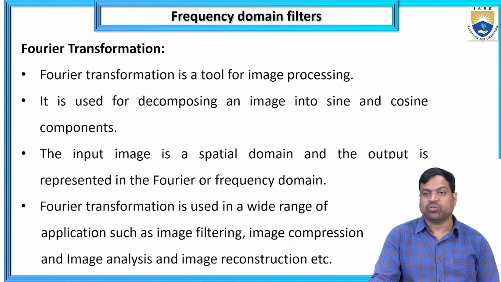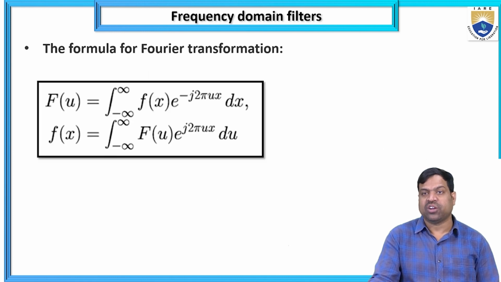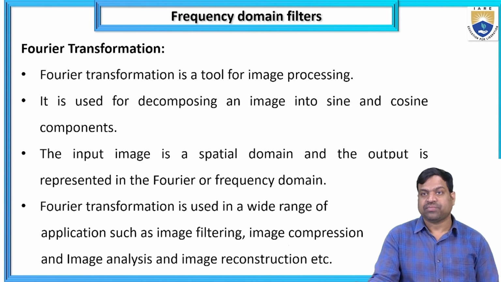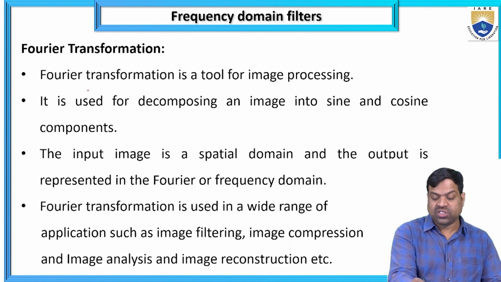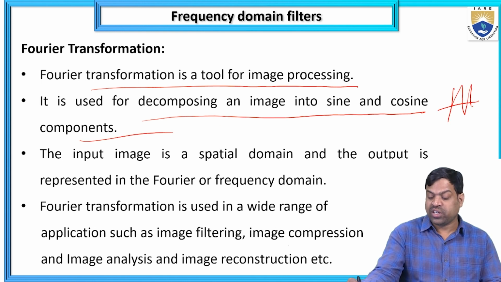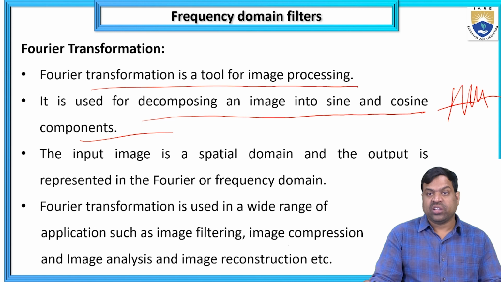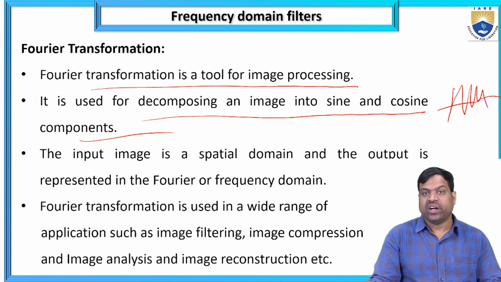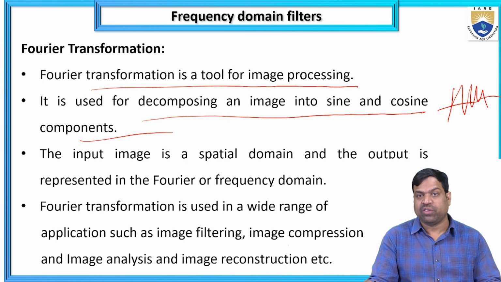The Fourier transform is used in a wide range of applications such as image filtering, image compression, image analysis and image reconstruction. So, what does image transformation mean? It is a tool of image processing where I am using the decomposition of the image into sine and cosine components. The input image is in the spatial domain and the output is represented in the Fourier or frequency domain. The Fourier transformation has a wide range of applications such as image filtering, image compression, image analysis and image reconstruction.